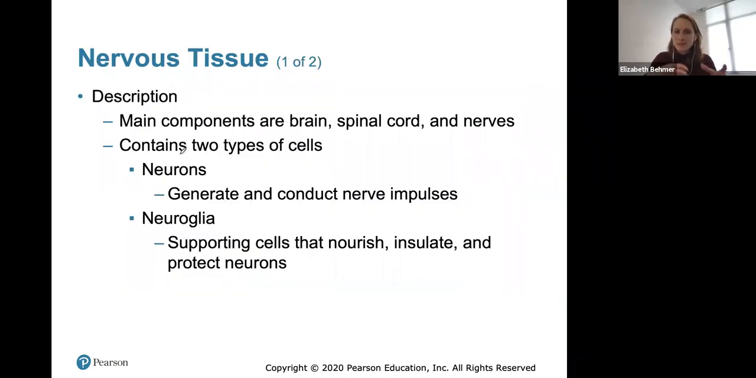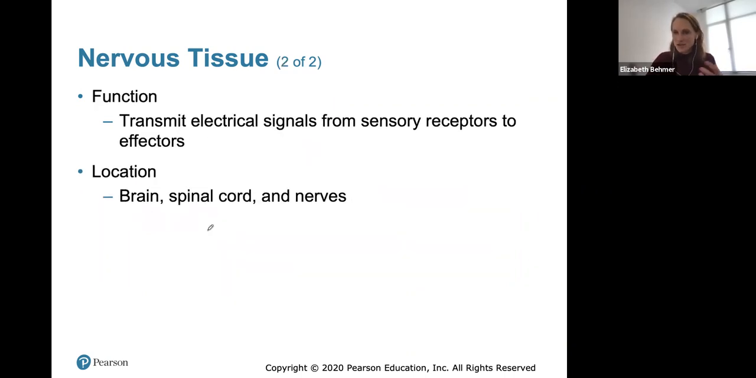Nervous tissue then makes up our brain, spinal cord, and nerves. It's made up of neurons and neural glia, which are supporting cells that nourish, insulate, and protect the neurons. Your nervous tissue functions to transmit electrical signals. It's located in the brain and spinal cord.